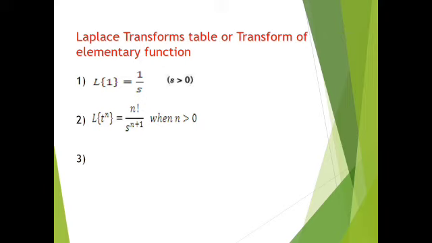Suppose we have t square. We need to find out the Laplace transformation of t square. So the result is factorial 2 upon s to the power 3. Please remember, n is greater than 0, otherwise we are using the formula gamma n plus 1 upon s to the power n plus 1.